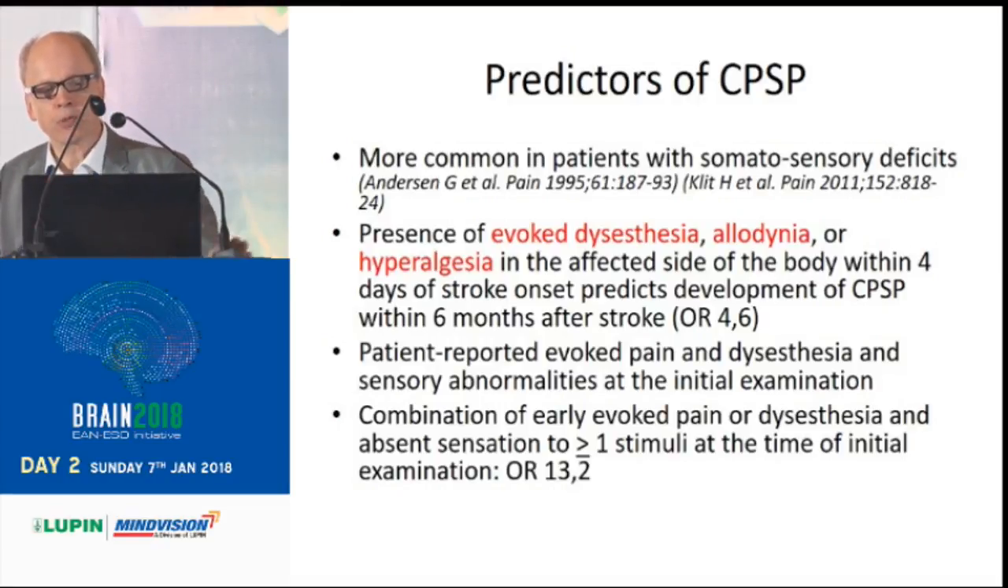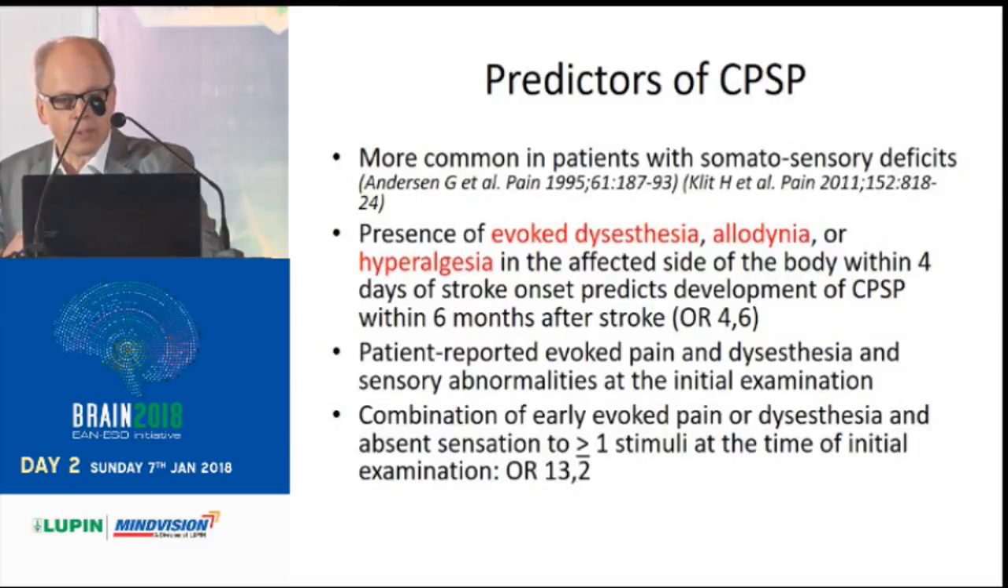If you have this first evoked dysesthesia, allodynia or hyperalgesia, then the odds ratio in this study was 4.6. That was the risk for developing it. But if you have this combination of early evoked pain and dysesthesia and absent sensation to at least one stimulus, then the odds ratio is 13.2.